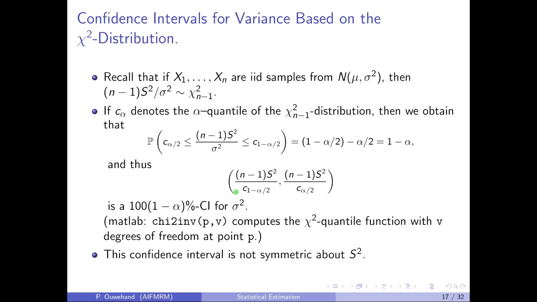Rearranging, we see that n minus 1 times s squared over C 1 minus alpha over 2 is the left endpoint of a confidence interval, and n minus 1 times s squared over C alpha over 2 is the right endpoint, and that is a 100 times 1 minus alpha % confidence interval for the variance sigma squared. To compute these alpha quantiles for the chi-squared distribution, MATLAB has the function chi2inv(p,v), which computes the chi-squared quantile function with v degrees of freedom at a point p. Notice that this confidence interval is not symmetric about s squared. In fact, recall that the chi-squared distribution isn't symmetric.